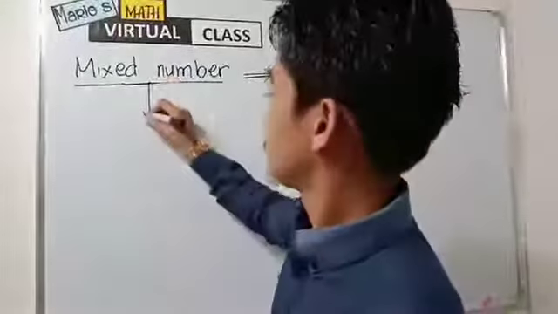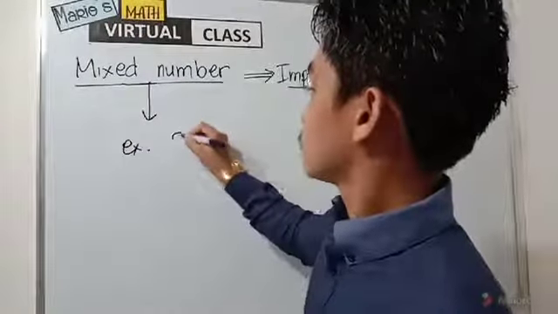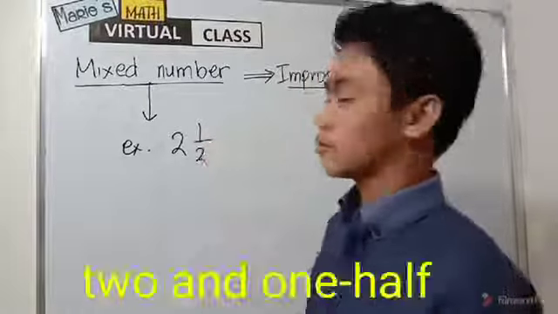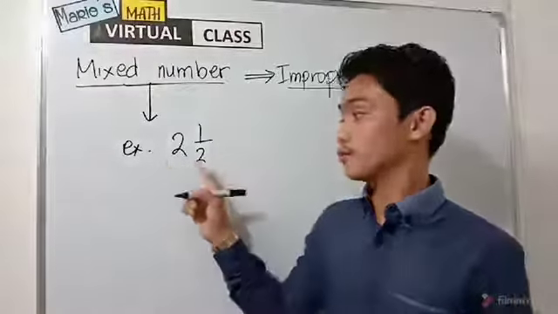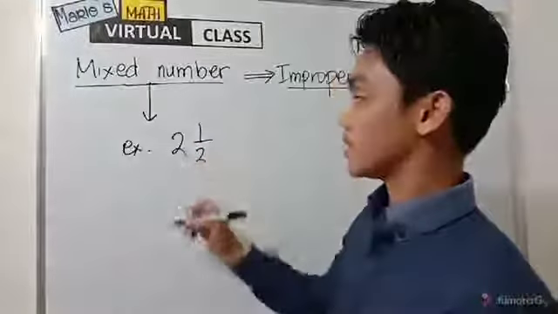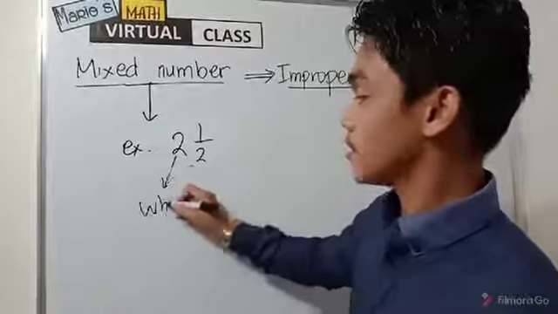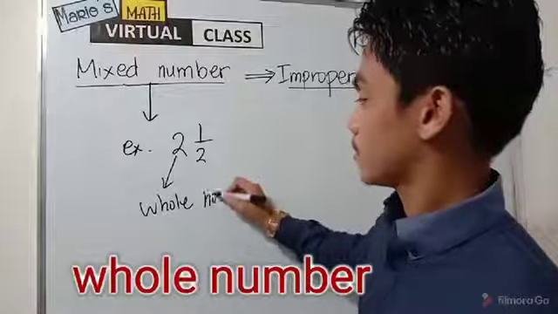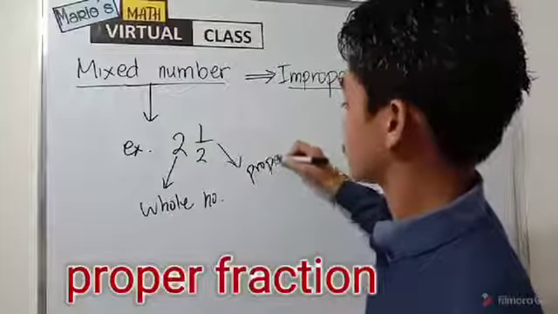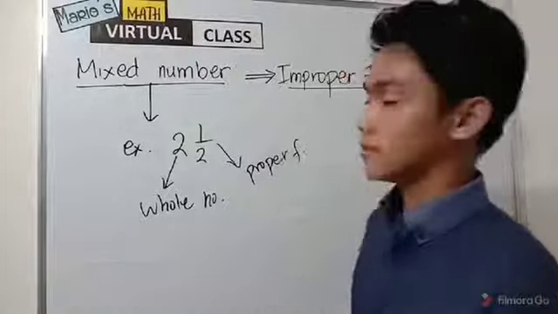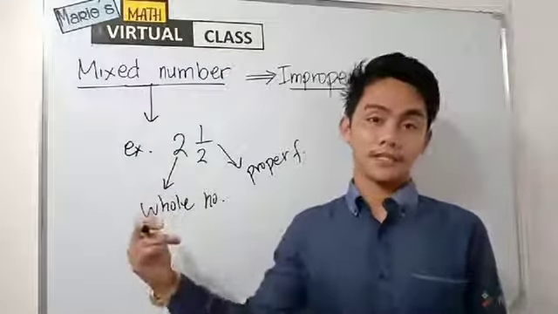Example, 2 and 1 half. This is read as 2 and 1 half. So it's a mixed number since there is a whole number part and a proper fraction part. So it's called a mixed number.